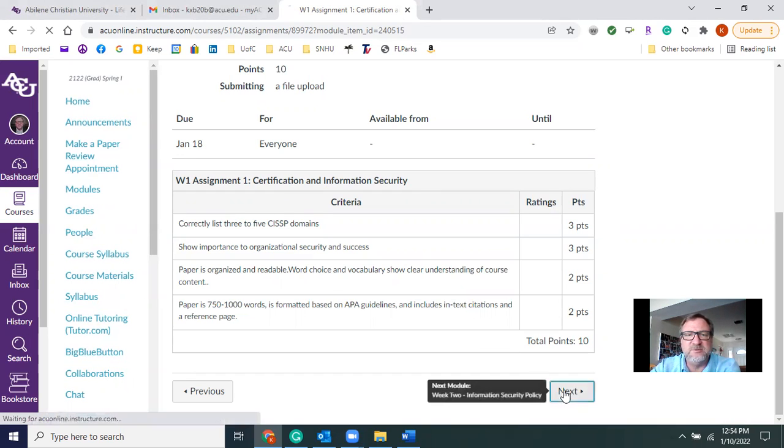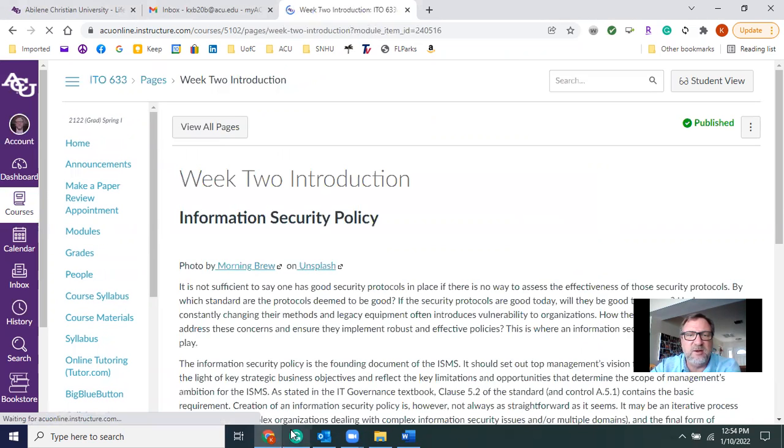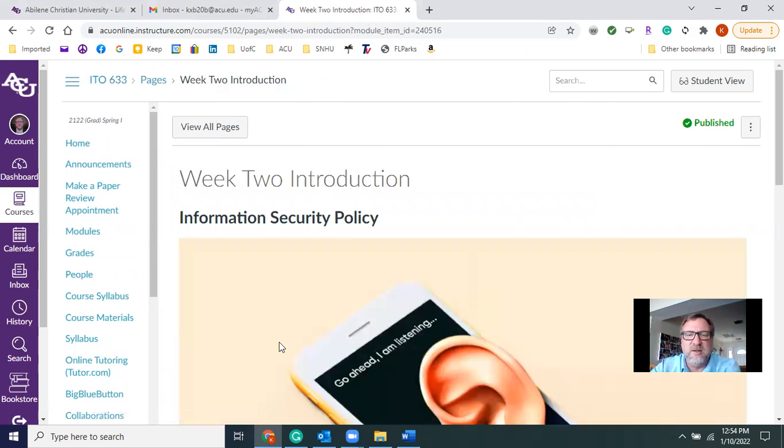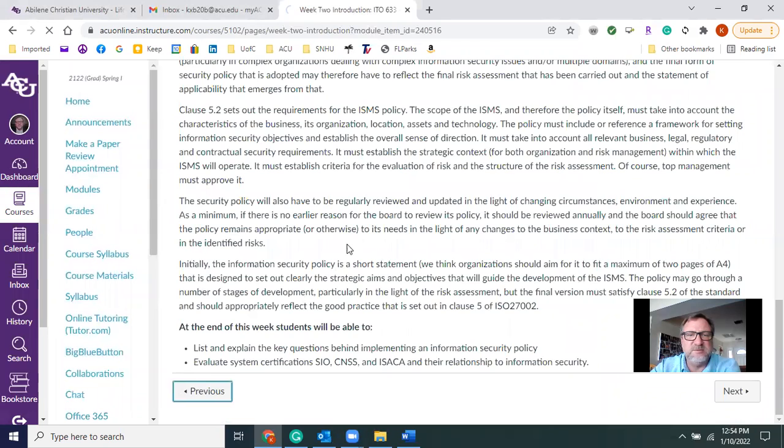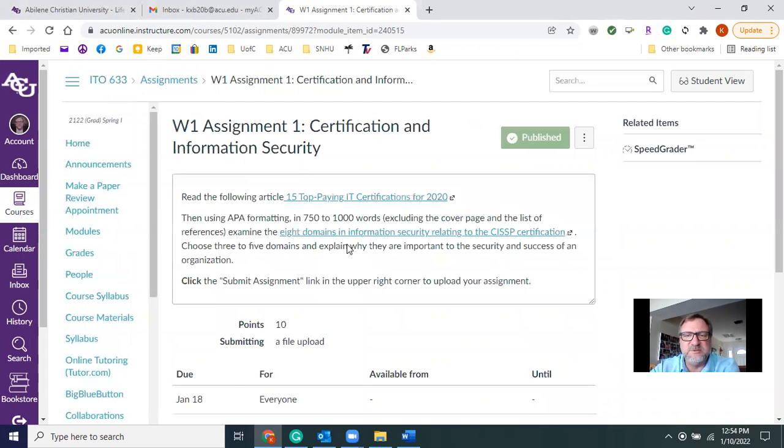The library is a great resource. And of course, there are other resources out there like Grammarly and Turnitin. And that's the main focus of week 1. So there's a couple discussions and a paper. And so, make sure that you're, like I said, following the rubrics.